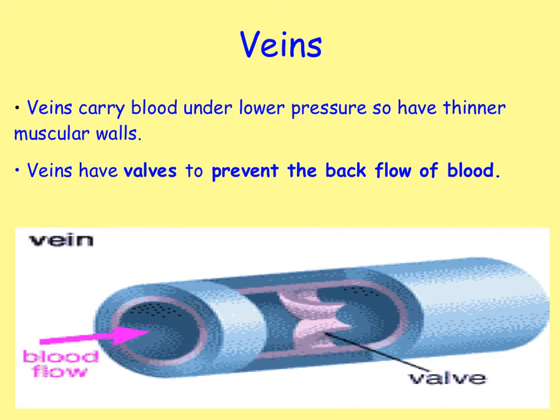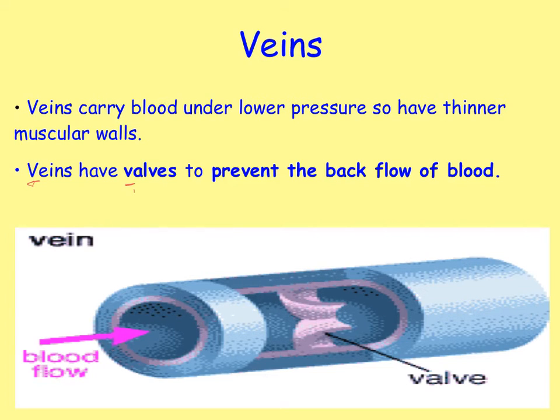And veins, they're under a lower pressure, so they have a thinner muscular wall. Now, veins also have valves in them. And I always remember that by V for veins, valves, V for valves, V for veins. And these valves that are there, they prevent blood flowing backwards.